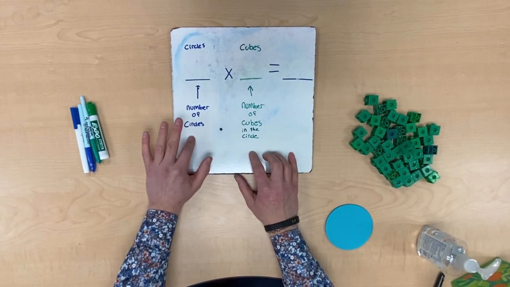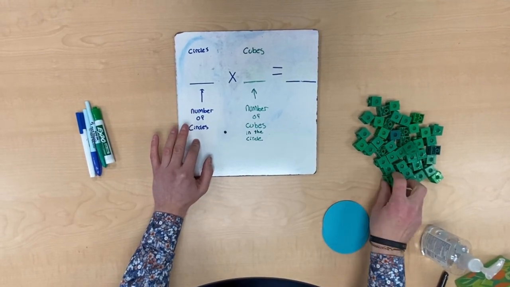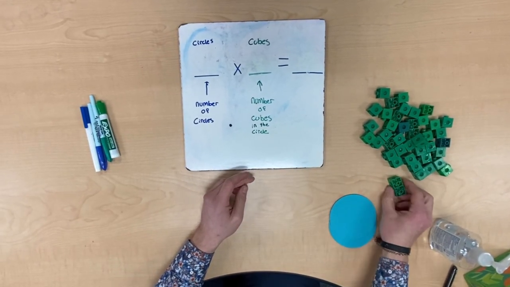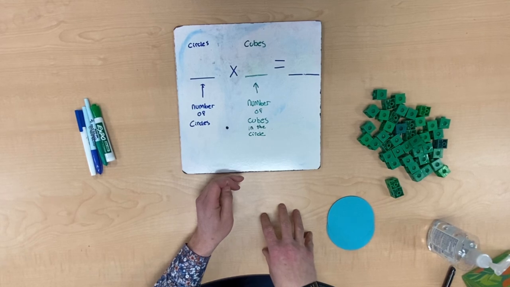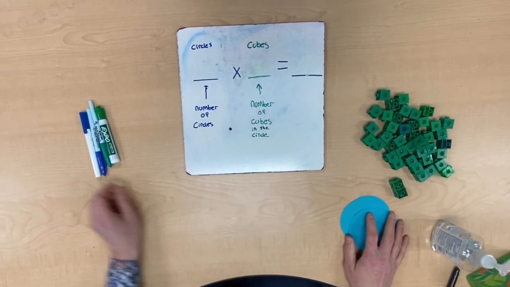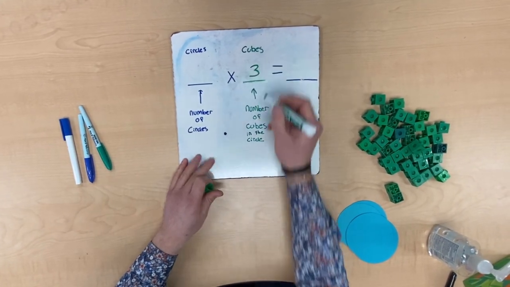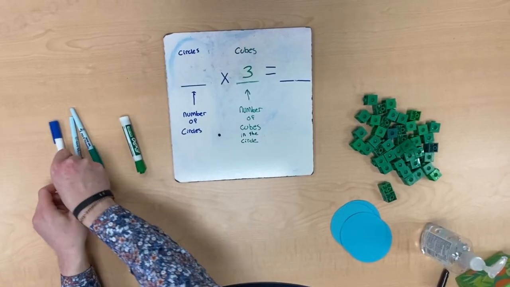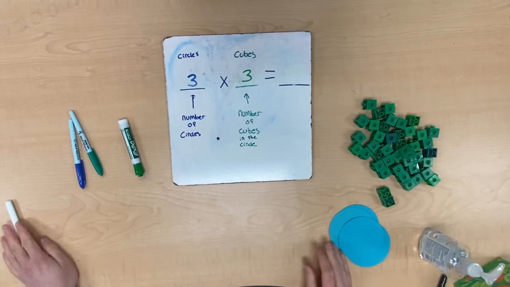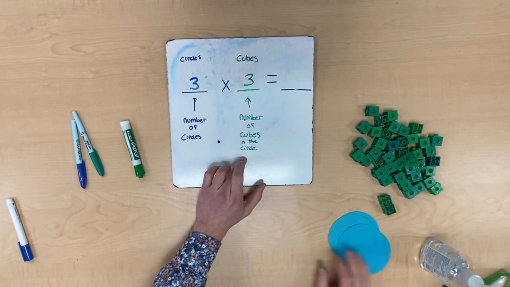I have blue for my blue circles, which represent our groups. And then I have green to represent the cubes that we are going to be placing in each one of the circles. And that represents a number of groups with items. So for example, let's do 3 cubes per group, and we're going to do 3 groups. So the number of circles is blue, and the number of cubes within the circle are going to be green.